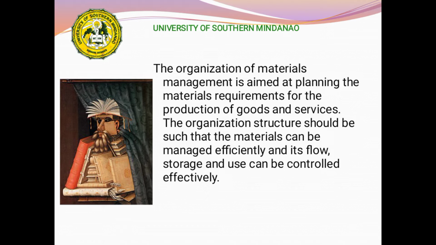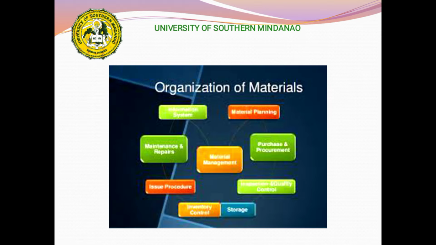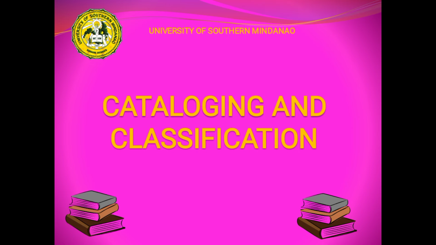There should be harmonious structure growth and authority within the organization's hierarchical system and integrated decision making. This helps in achieving the goals of the organization by way of proper information supply system. So, this is one of the examples of organization of materials. And next is cataloging and classification.